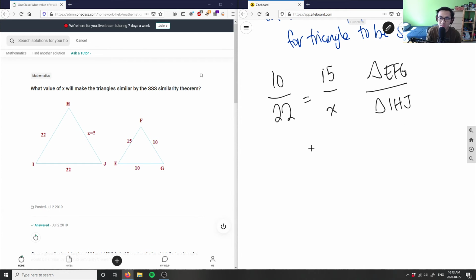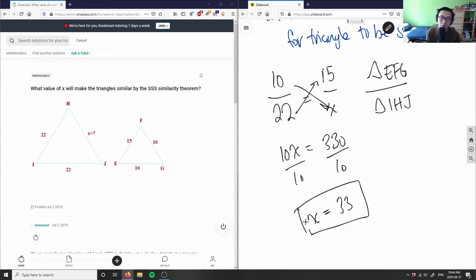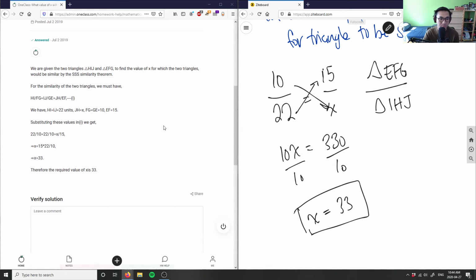So I have 10 times x, which is simply just 10x. And then 15 times 22 would give me 330. Again, in order for us to cross multiply, it's 10 times x here and 22 times 15 here. To get us this algebraic equation here, I can divide both sides by 10. Okay, x equals 330 divided by 10 would give me 33. So x would equal 33 for this side to make the triangles similar by side similarity theorem here.